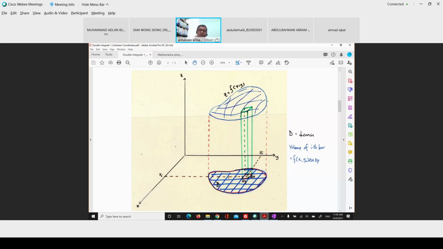You have seen before that the graph of z equal to f(x,y) is a surface in three-dimensional space. Suppose we have restricted the domain to some region D. Then what is the volume under the surface z equal to f(x,y) over this domain D?